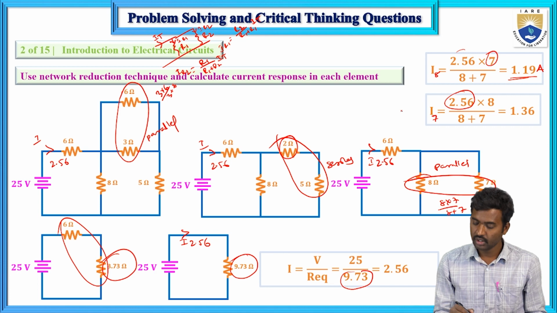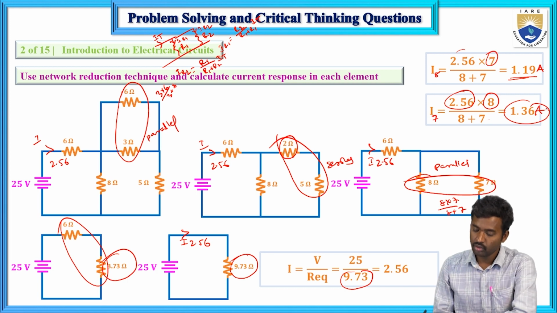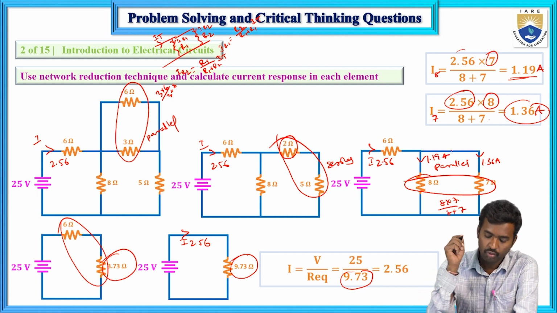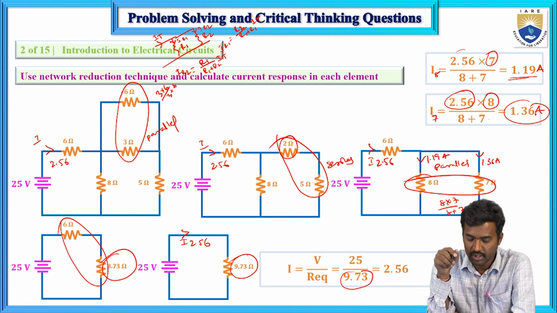Next, the current flowing through the 7 ohms resistor. Same total resistance, total current 2.56, and the opposite branch is 8 ohms, 8 plus 7. Now that is 1.36 amperes. So we have 1.36 amperes through the 7 ohms and 1.19 amperes through the 8 ohms.